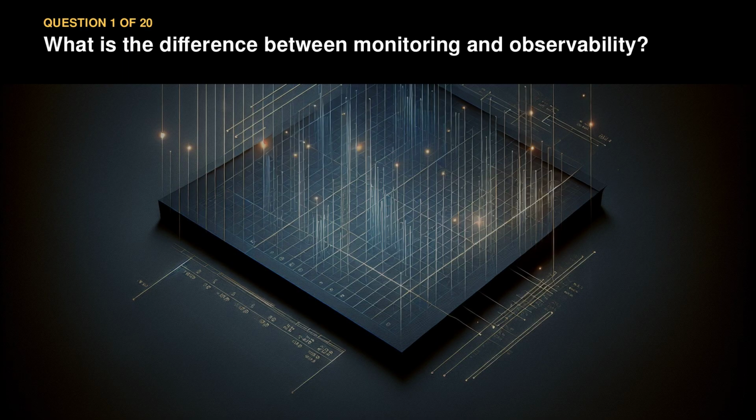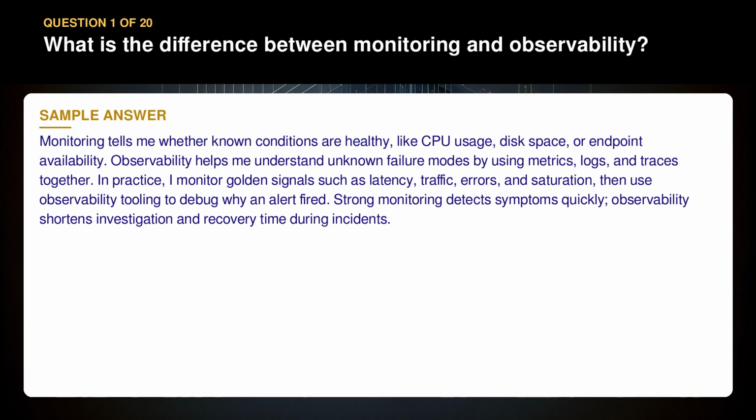Question 1. What is the difference between monitoring and observability? Monitoring tells me whether known conditions are healthy, like CPU usage, disk space, or endpoint availability. Observability helps me understand unknown failure modes by using metrics, logs, and traces together. In practice, I monitor golden signals such as latency, traffic, errors, and saturation, then use observability tooling to debug why an alert fired. Strong monitoring detects symptoms quickly. Observability shortens investigation and recovery time during incidents.